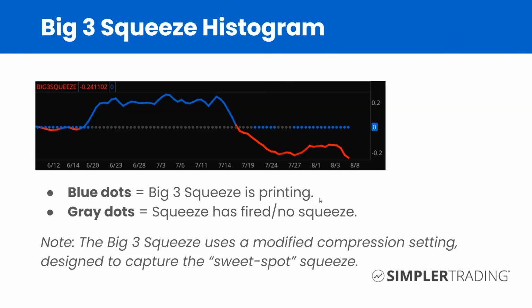And then we have the squeeze dots. So on the big three squeeze, the blue dot means we have an active squeeze. So the stock is going through that compression phase, and then when we get the gray dot, it means the squeeze has either fired, so we're going through the expansion phase, or there's just no squeeze at all. And worth noting, the big three squeeze uses a custom compression setting.